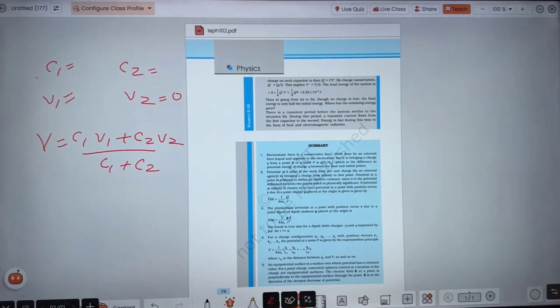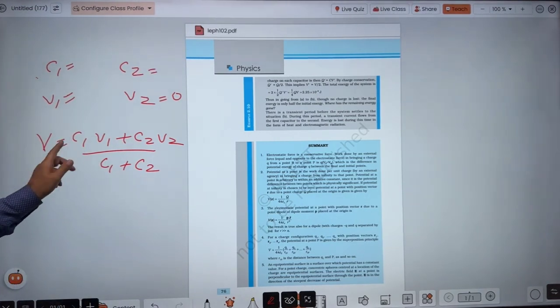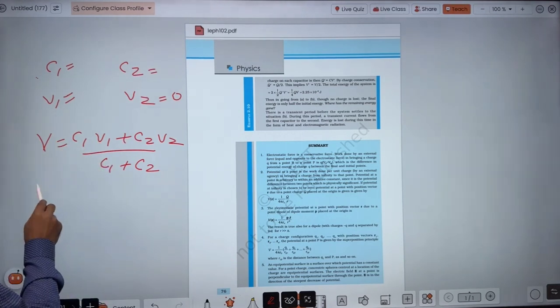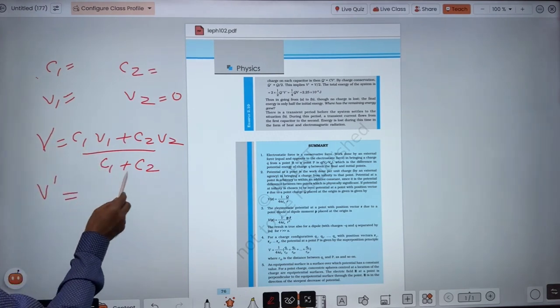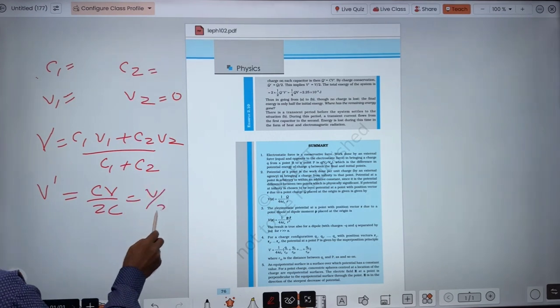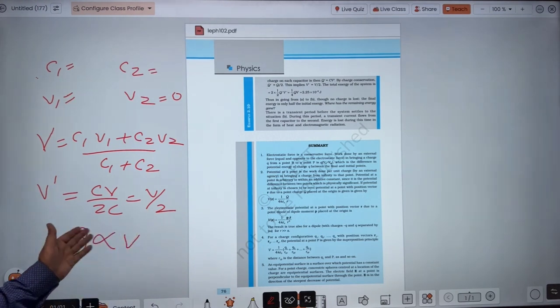So we can put in the values. C1 and C2 are the same, so just write C, and here 2C. So you will get V dash, the new voltage, as CV divided by 2C, that is V by 2. It means the voltage will become half. What about charge? You know Q is proportional to V, so charge will also become half. So both things will become half.